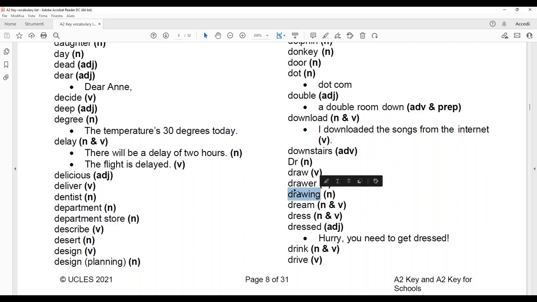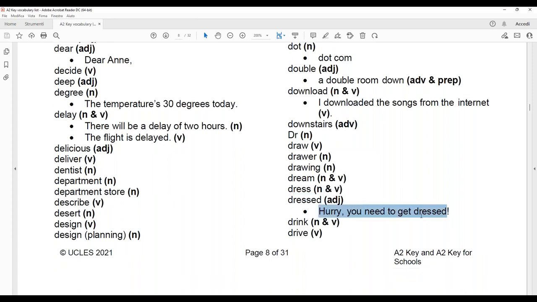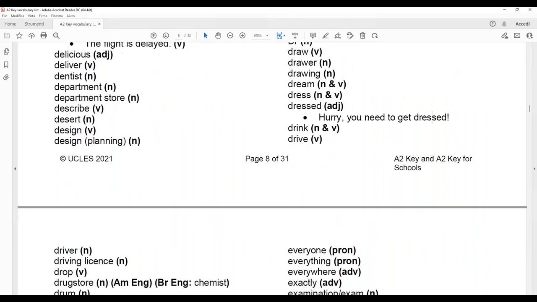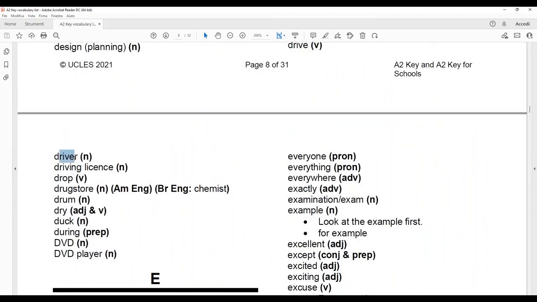Drawing, to draw, disegnare. Drawing è un disegno. Drawer, disegnatore. Dress, un abito. Dressed, essere vestito. Hurry, datti una mossa. You need to get dressed, devi vestirti, indossa dei vestiti. Driver, l'autista. Driving license, la patente. Drugstore è una farmacia, o chemist, ok? In American English drugstore, in British English the chemist.